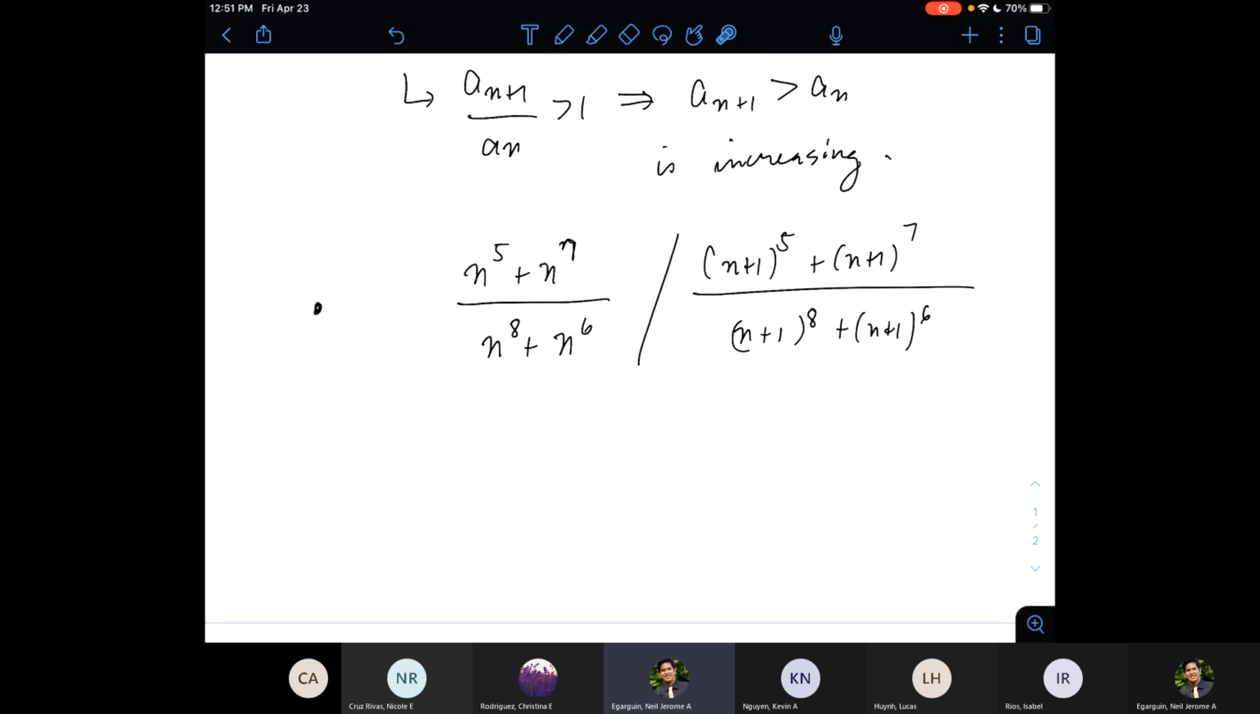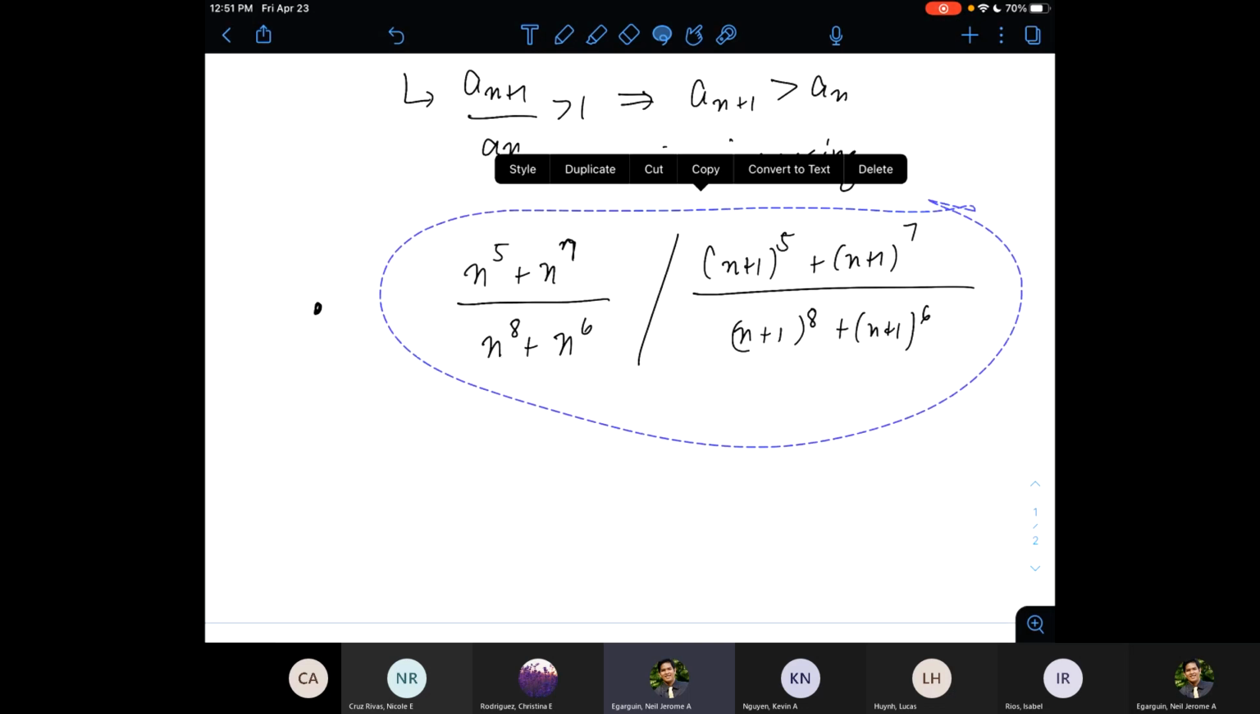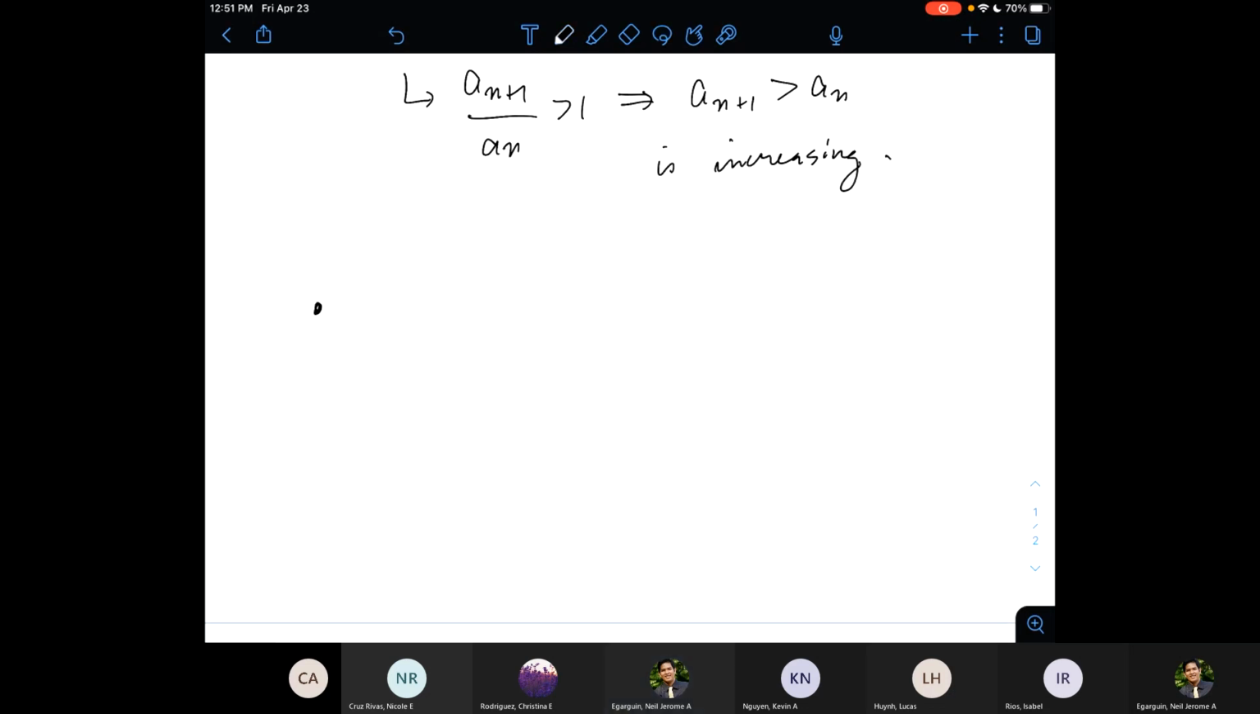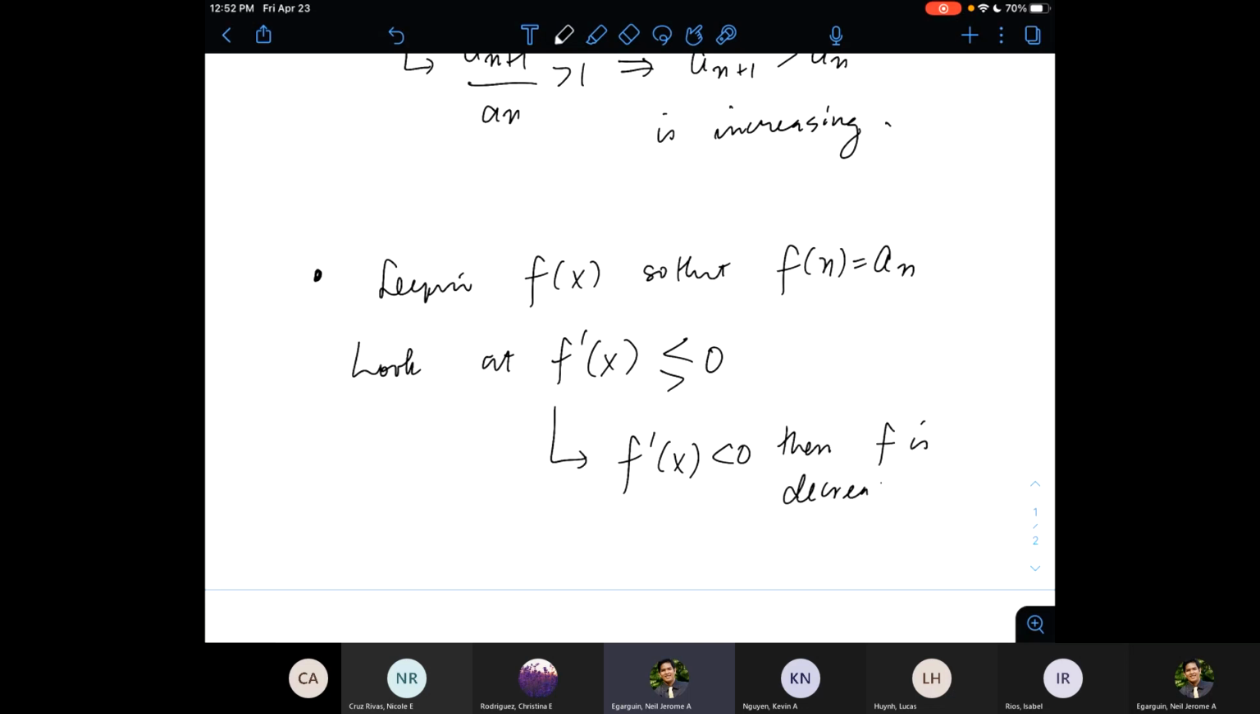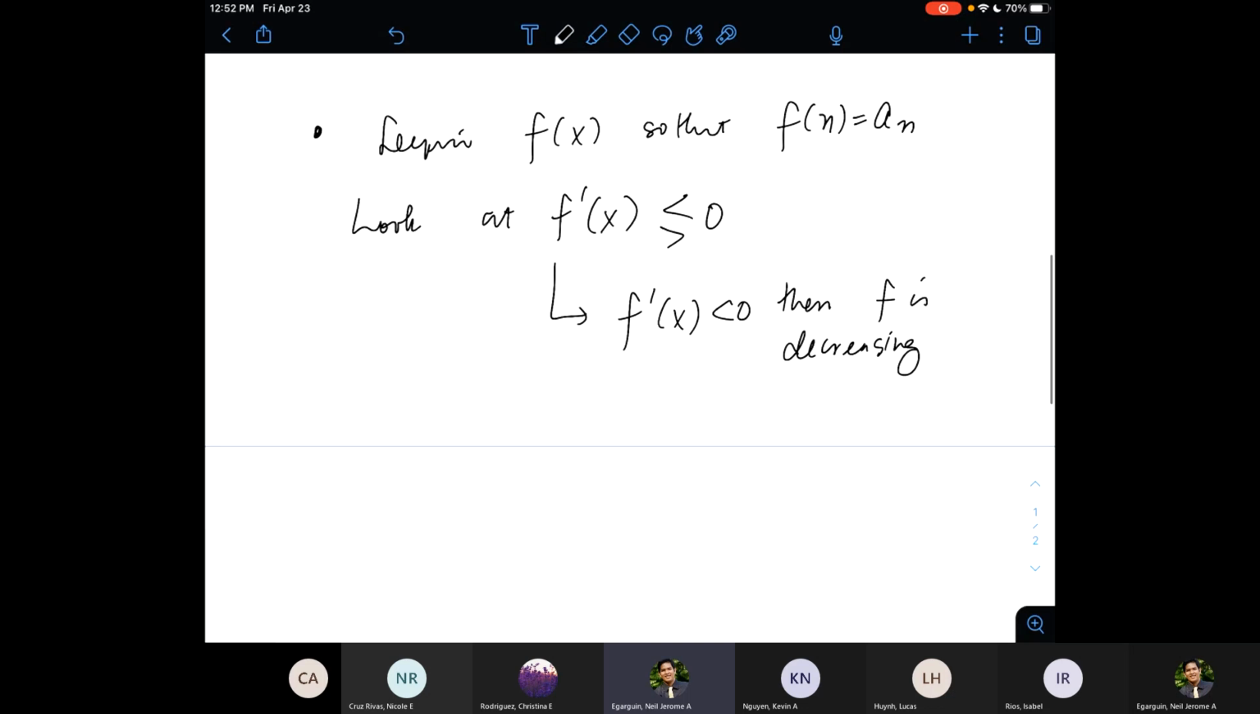So it's quite difficult. My favorite way to check monotonicity is to define your function f of x so that f of n is equal to a sub n. Basically in this step, you just replace all n's by x's and look at f prime of x, whether it is negative or positive. Because remember, if the derivative is negative, then f is decreasing from Calc 1. And if f is decreasing, it follows that a sub n is also decreasing.